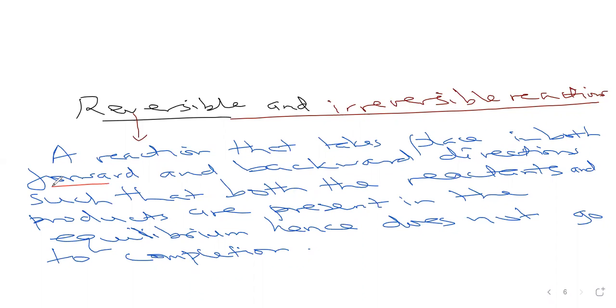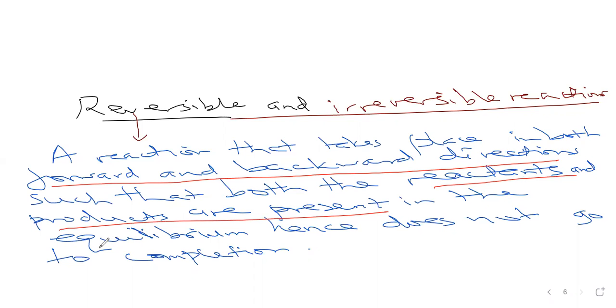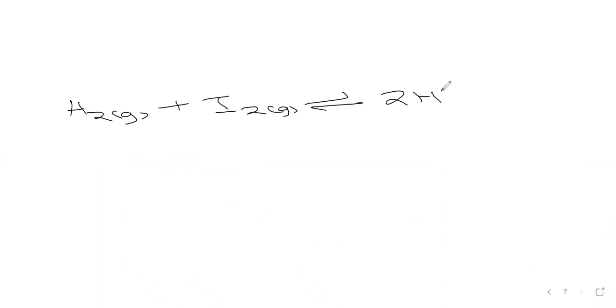It takes place both in forward and backward directions. At equilibrium, both reactants and products are present in the equilibrium mixture. Such a reaction does not go to completion. Can we have some examples? Why not? Very many of them. You have looked at a number of reactions that are reversible. For those of you who covered group 7, this kind of reaction is a reversible reaction. It rarely goes to completion except under extreme conditions.